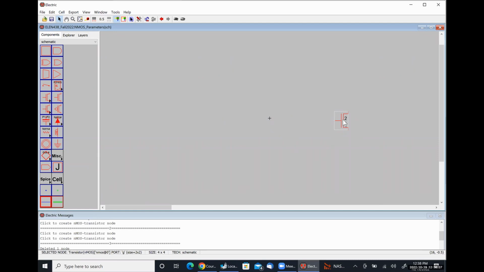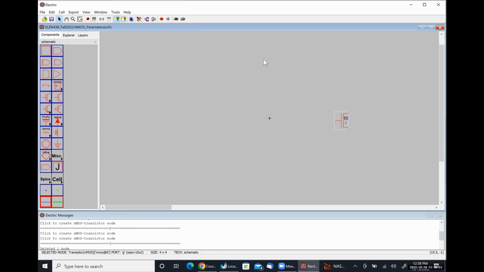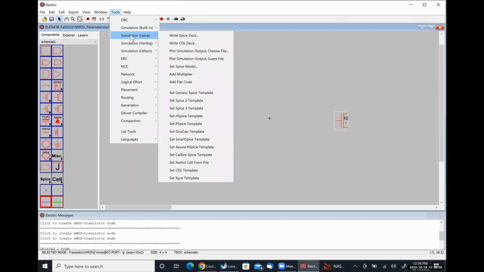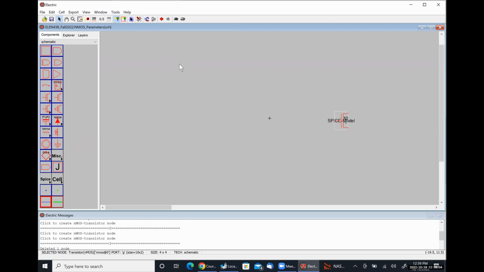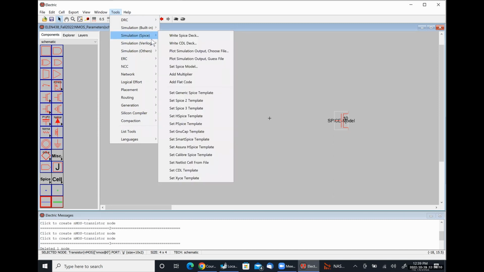While I have this selected, if I press Control-I, it brings up the menu. For a C5 process, the minimum dimension is 10 in the width and 2 in the length, so I'm making this as small as possible. Pressing OK. While this is still selected, I'm now going to go to Tools, Simulation, SPICE, and then Set SPICE Model. That brings up a text block that I'm going to need to edit. I have to do that while I have my transistor selected, encompassed in a white box.